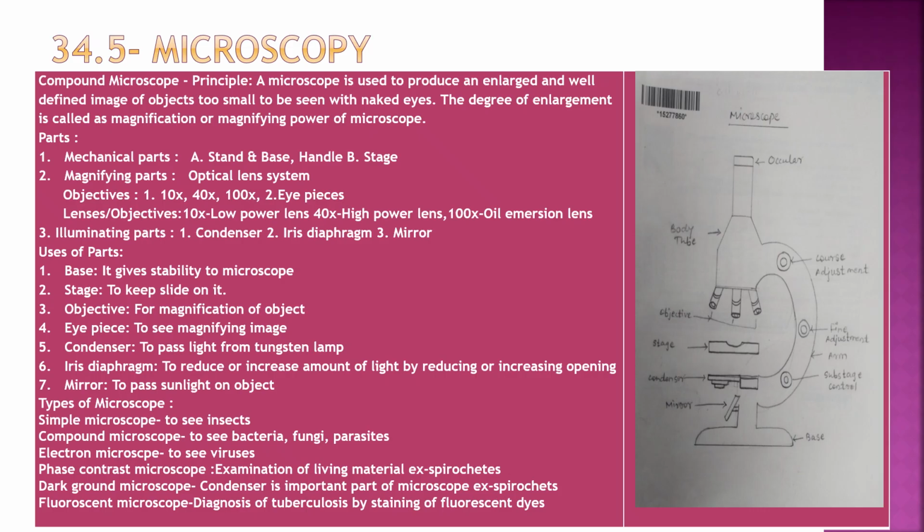Types of microscope: simple microscope to see insects, compound microscope to see bacteria, fungi, parasites, electron microscope to see viruses, phase contrast microscope for examination of living material like spirochetes, motility. Diagram microscope, condenser is the important part to see spirochetes. Fluorescent microscope, diagnosis of tuberculosis by staining with the fluorescent lights.